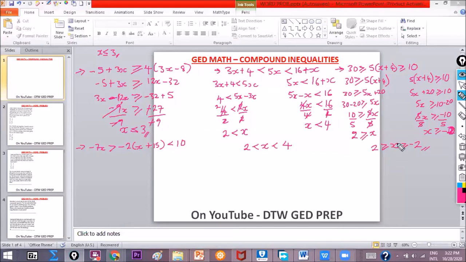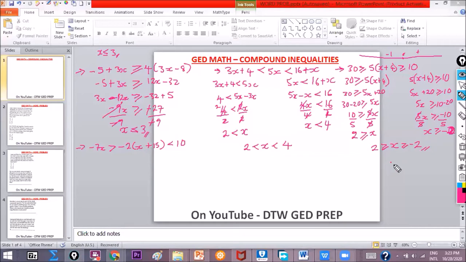I forgot to mention, in this solution here, we can't leave our answer like this. Why? Remember our number line? If this is zero, you have your negative here and your positive here, right? So this negative can't be here. It has to be on the side. So we have to interchange it. This statement means x is greater than minus 2.